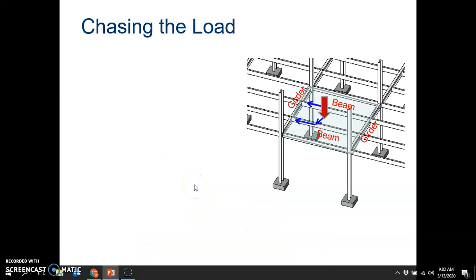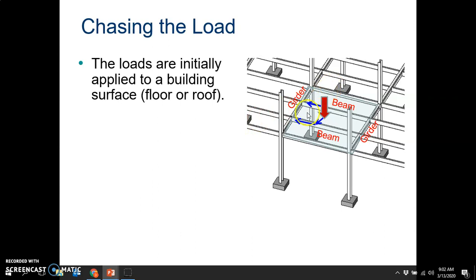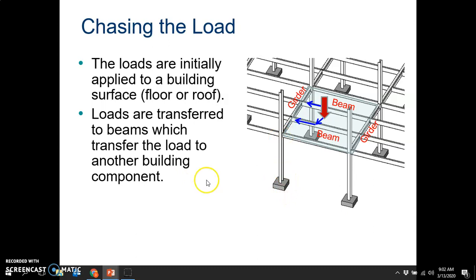We talked about chasing the load last class. That was where the weight of the dead load and the live load is first applied to the floor, and then after the floor it will be put onto a beam. The beam will be tied into a girder. A girder will be tied into a column, the column into the footing, into the ground ultimately.